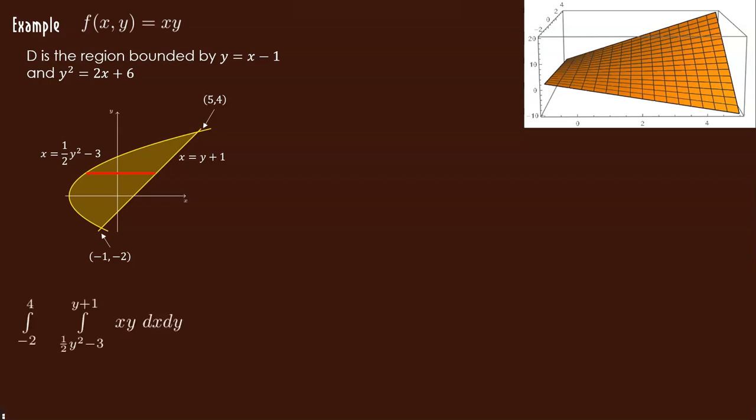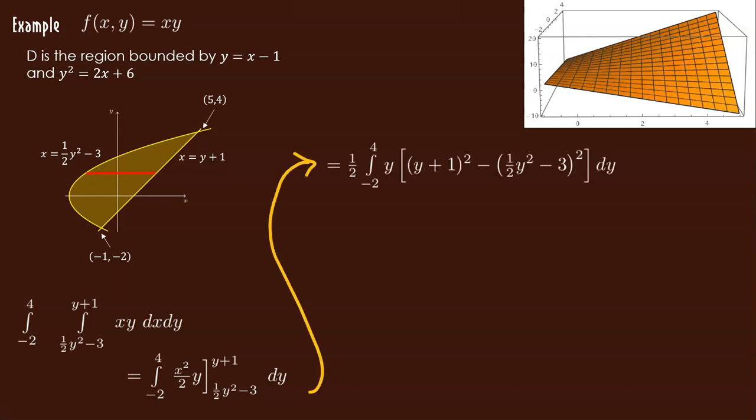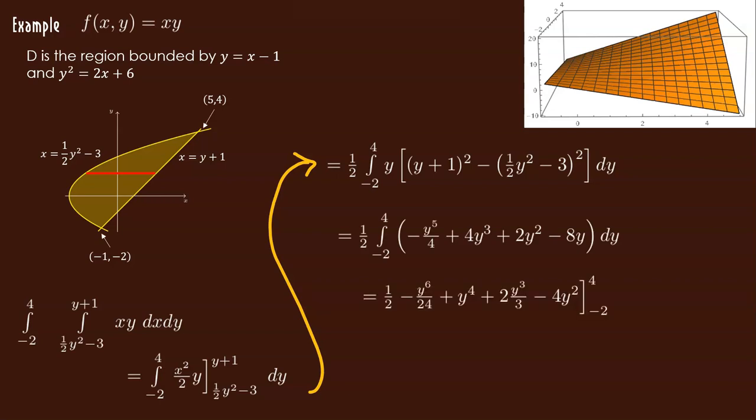Setting up my integral, I get this. Integrating with respect to x first, I'll get x squared over 2 times y, with x going from 1/2 y squared minus 3 to y plus 1. Plug that in, and I get this mess. And again, instead of trying to do something cutesy, I'm just going to multiply it out. So then I can do the power rule, plug in my 4, then subtract off plugging in the negative 2, and I'll get 36. So what's our takeaway?